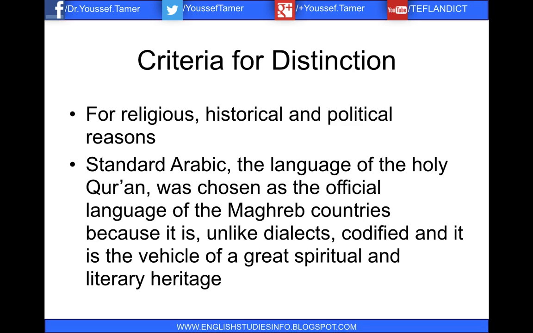So for religious, historical, political reasons, after independence, standard Arabic, the language of the Quran, the Holy Quran, was chosen as the official language of the Maghrib countries because, unlike dialects, it is codified, and it is the vehicle of a great spiritual and literary heritage. So you have more than just literary heritage and mutual intelligibility. There are other variables related to politics and sociological factors. Religious factors as well are involved in there.